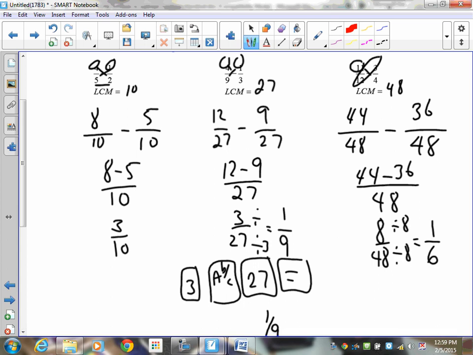So using your ABC button, which is possible, you would go 8 ABC 48, and then press equals, and it will spit out 1/6.